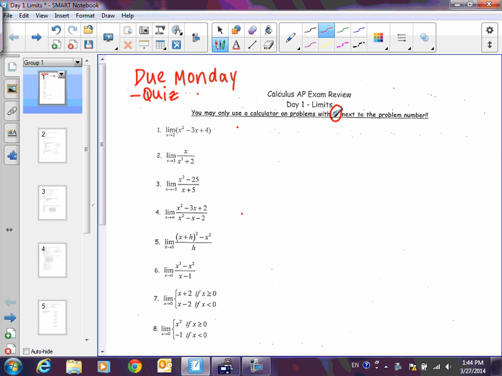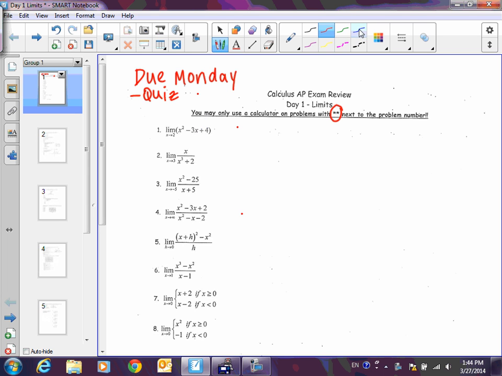You know, on the AP test, you're going to have parts with and parts without, and I'm going to show you what a full-length AP test looks like in the next couple of weeks, and you've already seen the questions, but you'll see kind of how it's split up and everything. So let's just go ahead and get started.